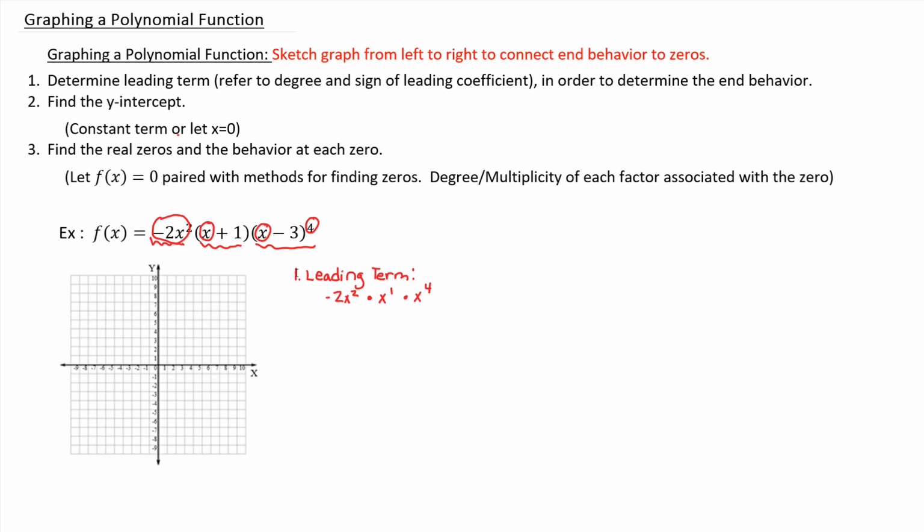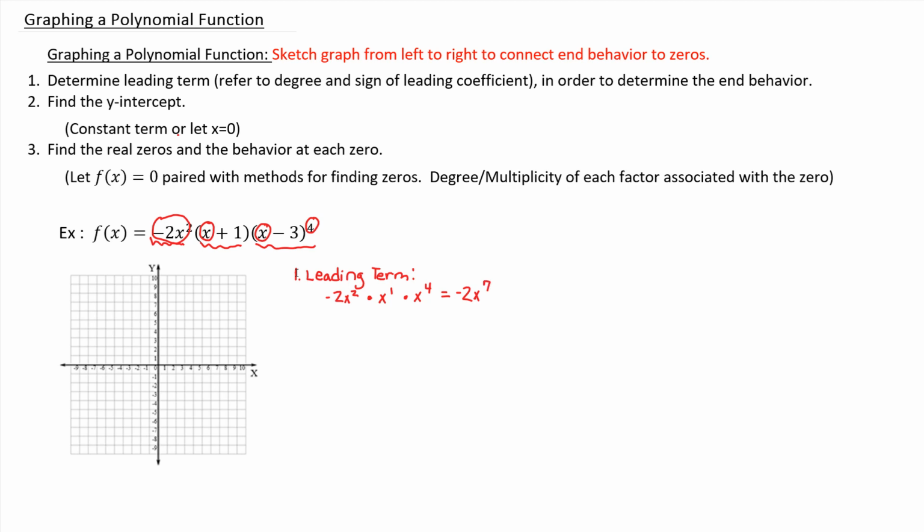So do you see that? We had negative 2x squared, and then it wasn't raised to anything else. And then we have x, and that was raised to the first as far as the leading term goes. And then we have leading term x, and then that's raised to the fourth. So then what you do is you multiply all those pieces together. So negative 2 times 1 is negative 2. And then x squared times x to the fourth is x to the seventh. So that's our leading term.